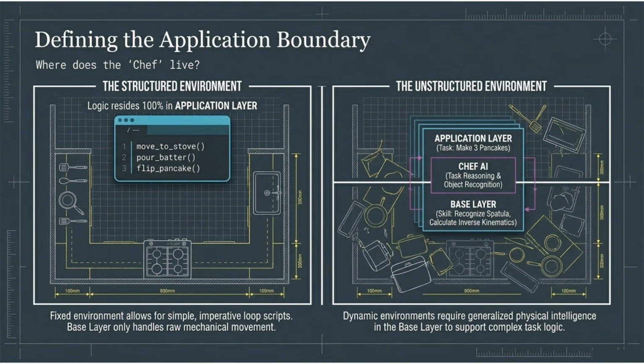Defining the application boundary, where does the chef live? In a structured kitchen, logic sits 100% in the application layer. Move to stove, pour batter, flip pancake. The base layer only handles raw movement. In an unstructured, messy kitchen, a chef AI reasons about object recognition while the base layer supplies generalized physical intelligence: recognize spatula, compute inverse kinematics. Environment structure dictates where intelligence belongs.